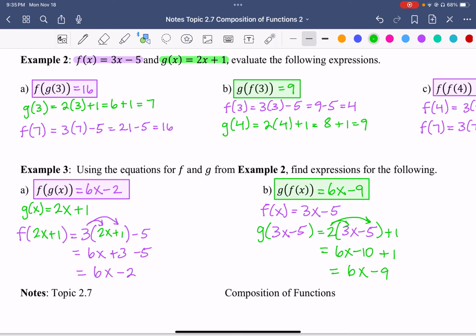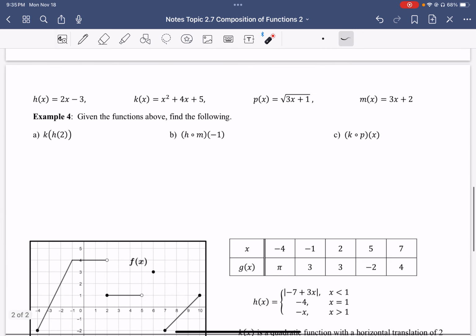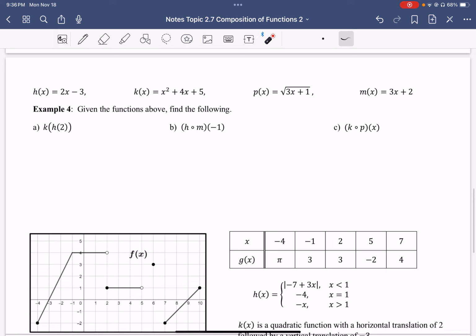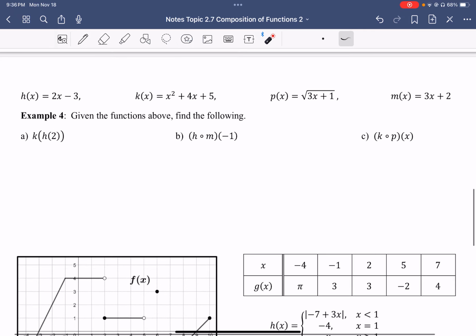Okay, so again, notice that when you are plugging in a value of x, you will have that same variable in your answer. Okay, so let's try some more examples. In example 4, given the functions above, find the following. So here we have h, k, p, and m. The first thing we're going to do is k of h of 2.